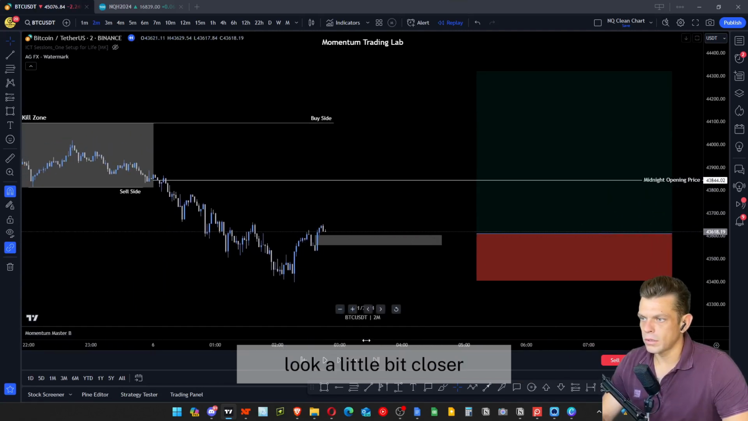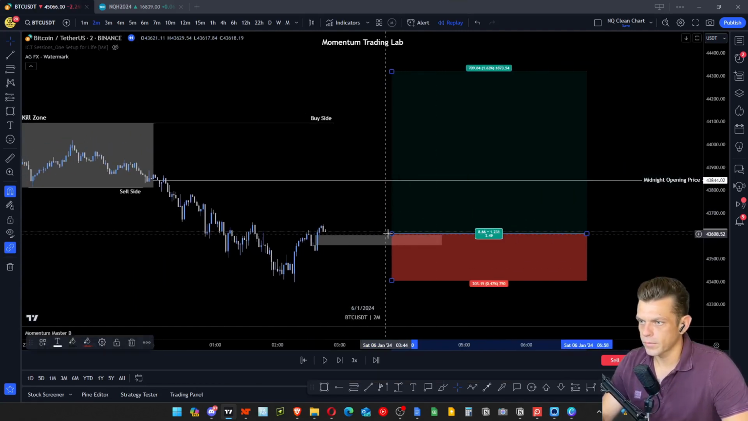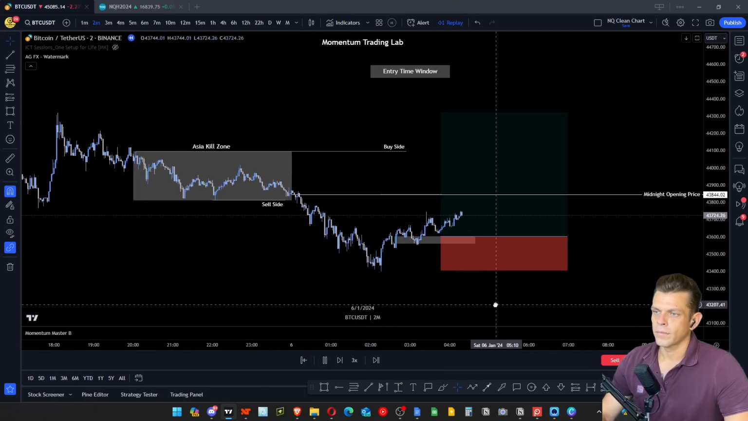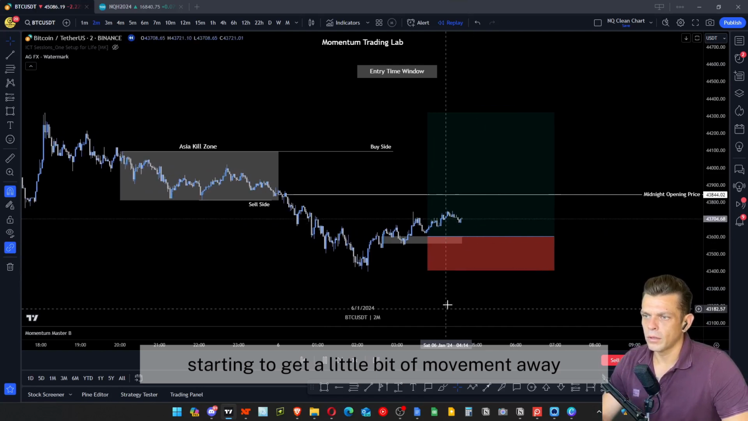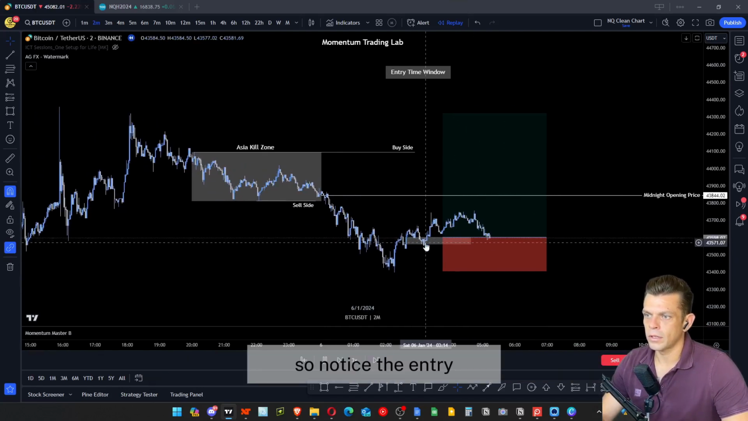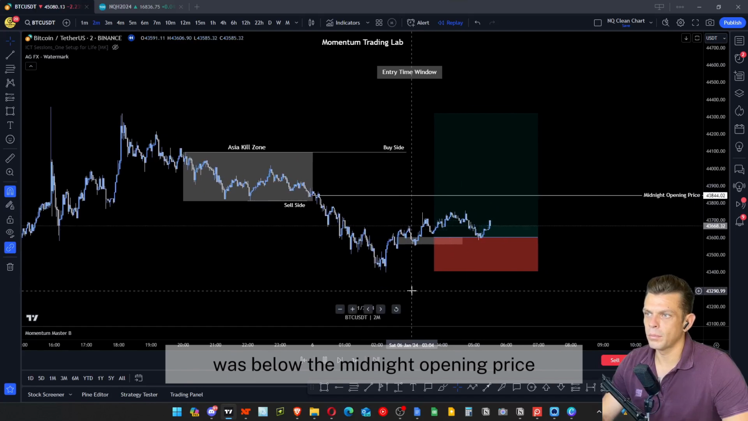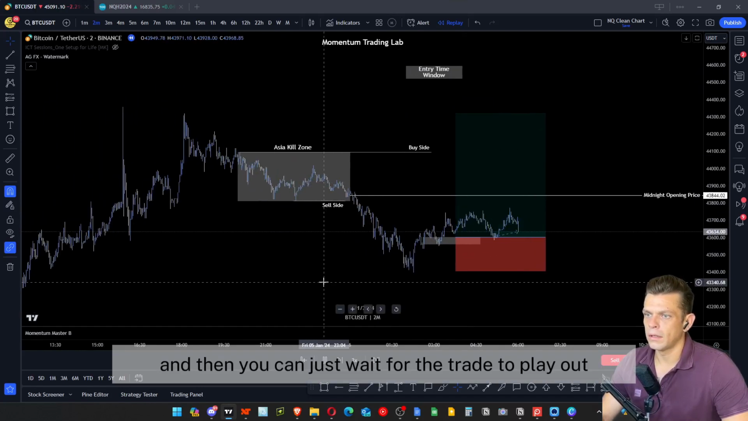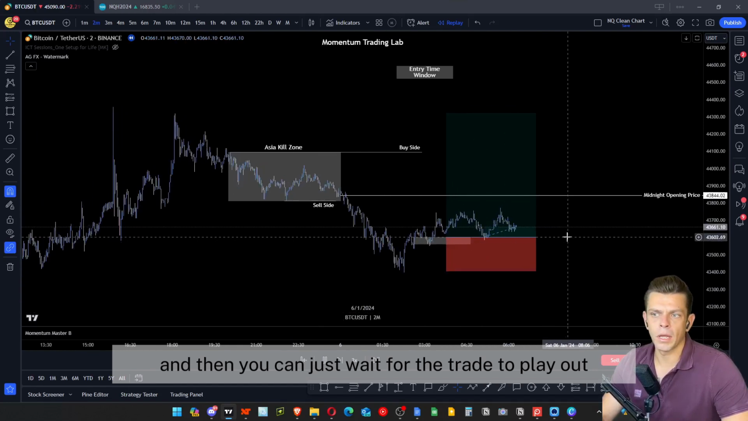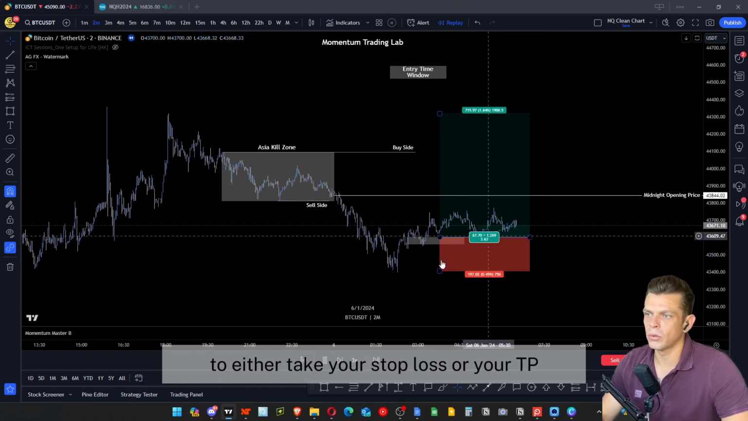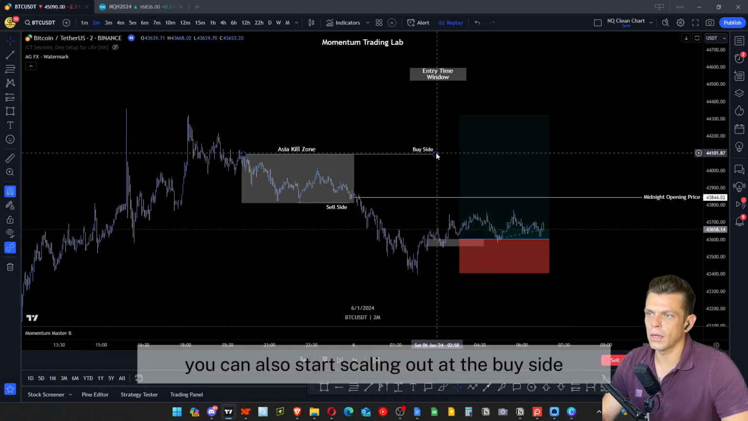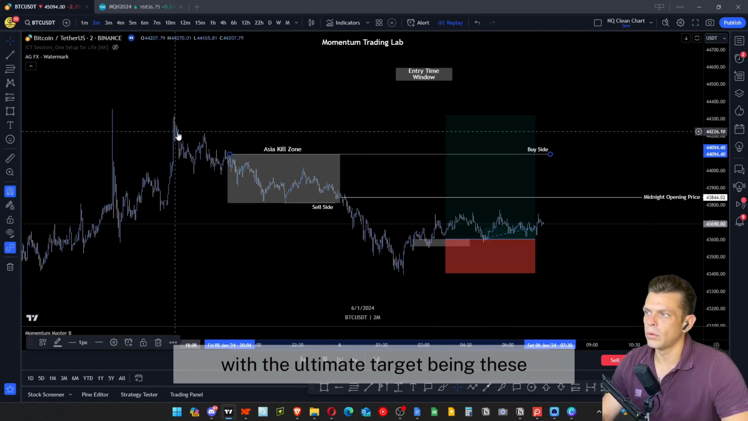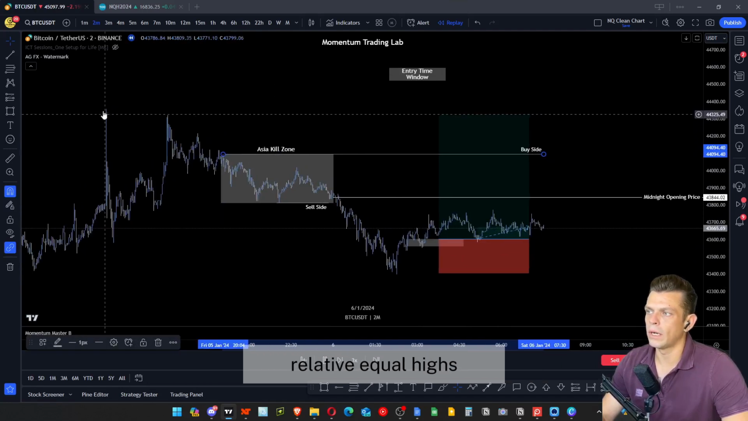Look a little bit closer and see if we can get that entry. It taps into it. Starting to get a little bit of movement away. So notice the entry was below the midnight opening price in the entry time window between 2 and 4. And then you can just wait for the trade to play out to either take your stop loss or your TP. You can also start scaling out at the buy side liquidity above the Asian kill zone, with the ultimate target being these relative equal highs.